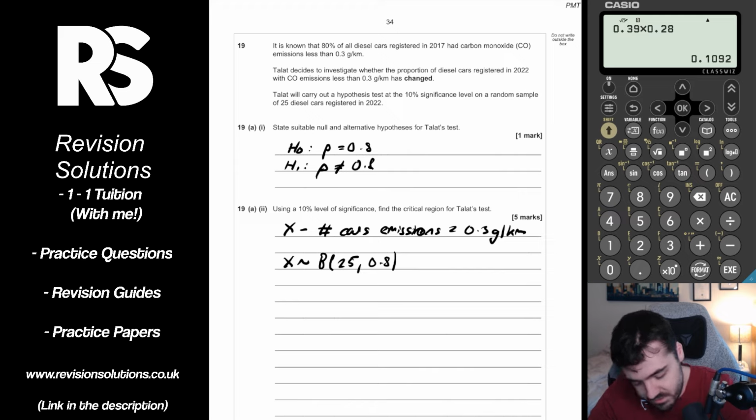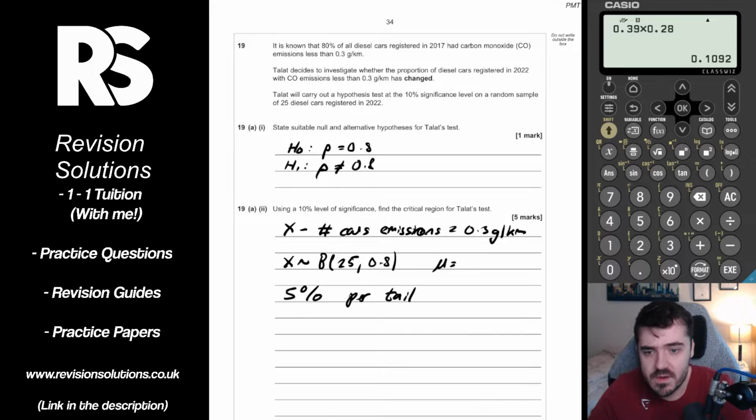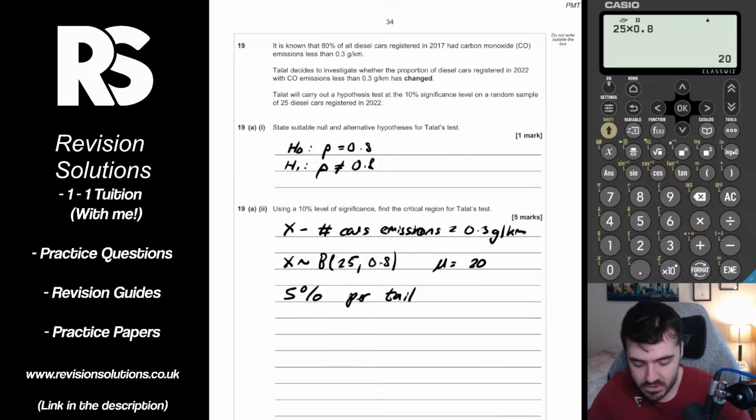And then we define a critical region for the two-tailed test. So that means we're doing a 5% per tail. And then the average of this, if we do 25 times 0.8, is 20. So that's roughly where the 50% mark is going to live. So if we want the bottom 5% and the top 5% of the distribution, they are going to be left and right of that point.